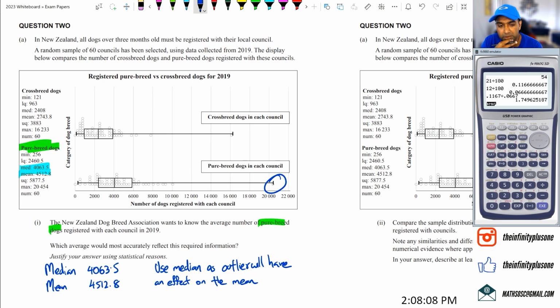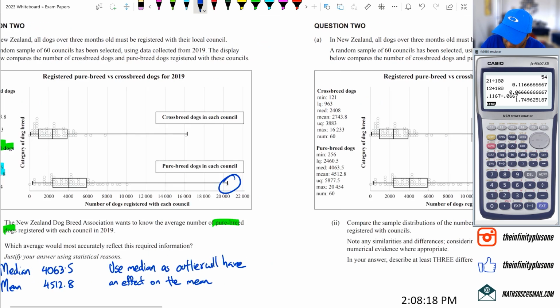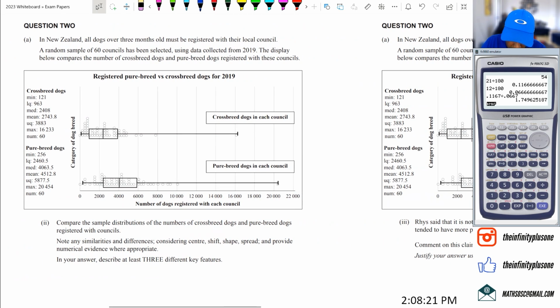Yeah, so just a quick little statement, just use median as the outlier will have an effect on the mean, or you can also say median is more reliable. Again, that's because of that outlier there. Okay, next question. Got one of these 3 different key features.